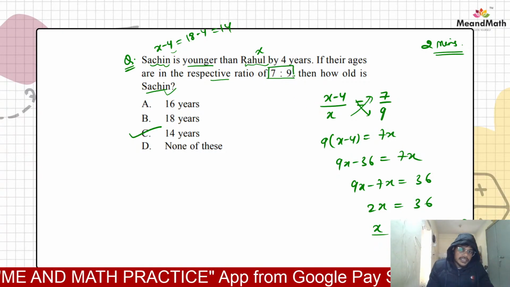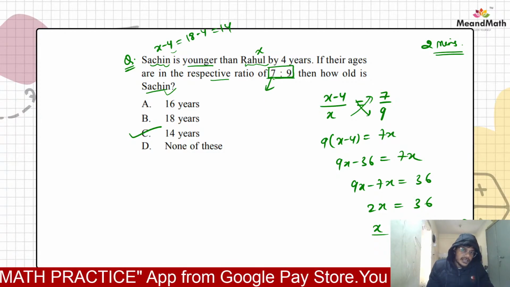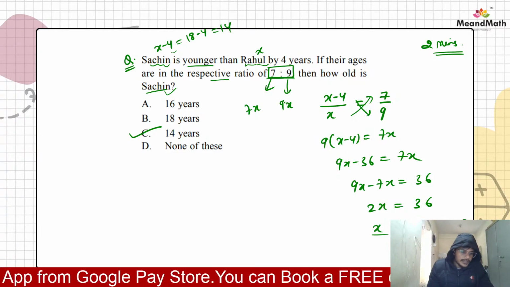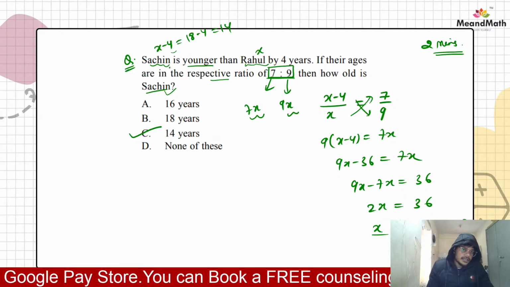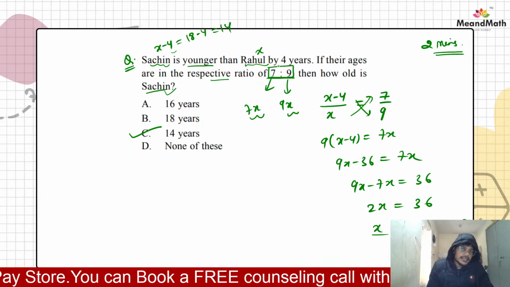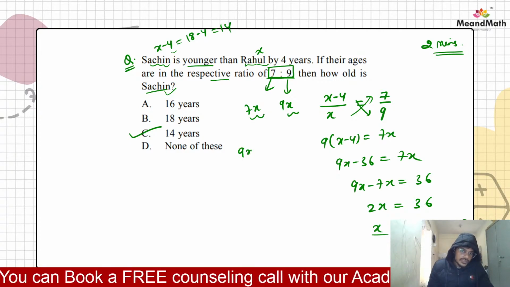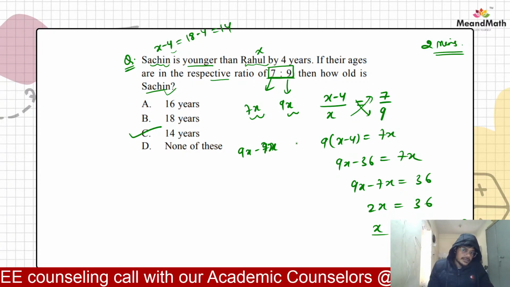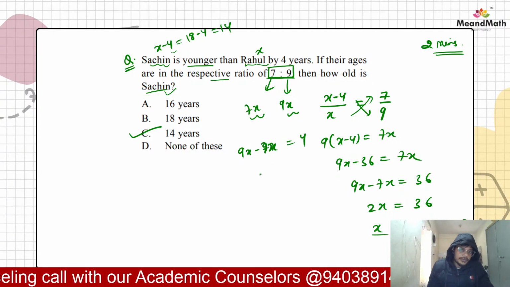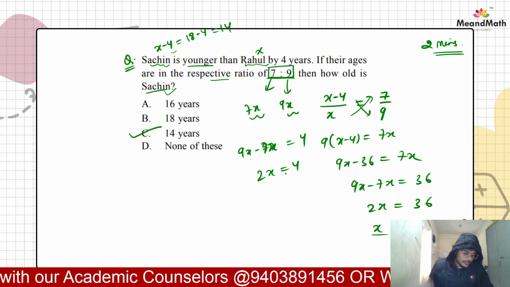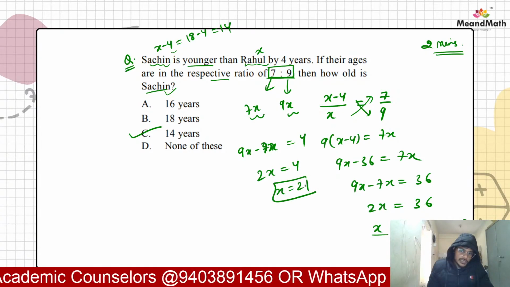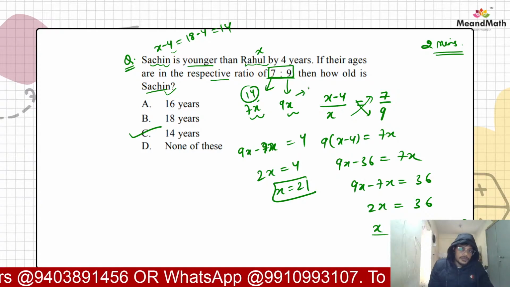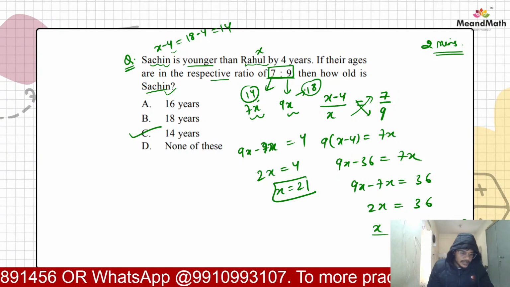See, their age ratio was this. Let's say Sachin's age was 7x and Rahul's age was 9x, right? The question says that Sachin is younger than Rahul by 4 years. That means if you subtract 7x from 9x, then this should be equal to 4. Now if you solve this, 2x would be equal to 4 and the x value is 2. Now you can substitute 2 here, then 7 into 2 will be 14 and 9x would be equal to 18, right? Satvik, your method is also correct.